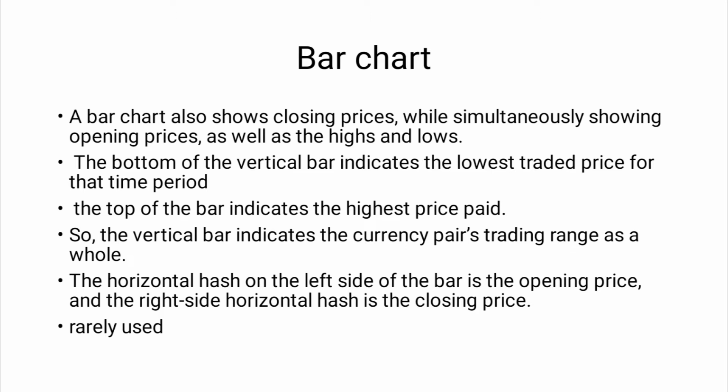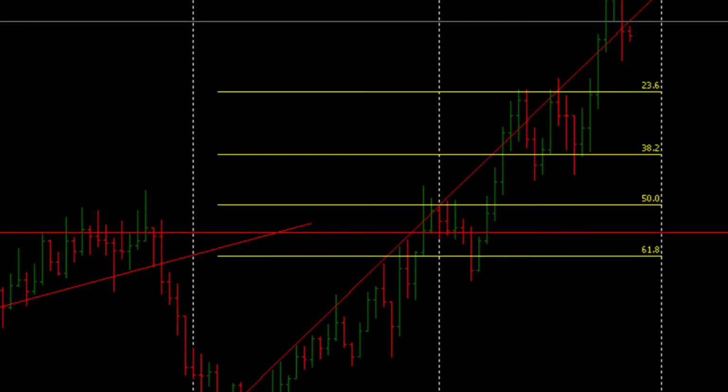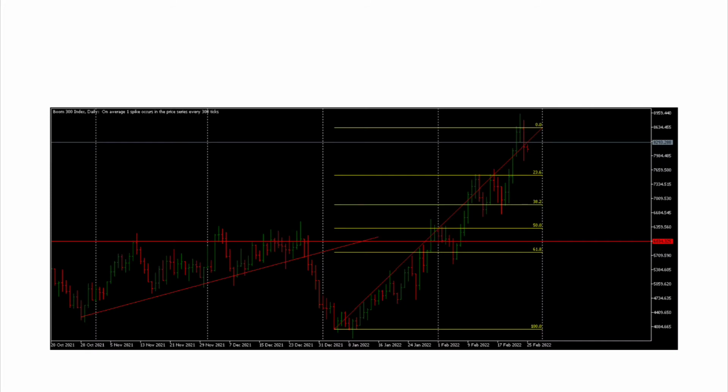So if you're in a 1 hour time frame, that bar, or candle, or I don't know what to call it, will be for an hour and it will show the lowest price and the highest price, and then the range. The horizontal bar on the left is the opening price and on the right is the closing price. So it's pretty straightforward.